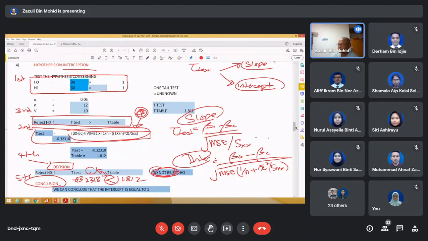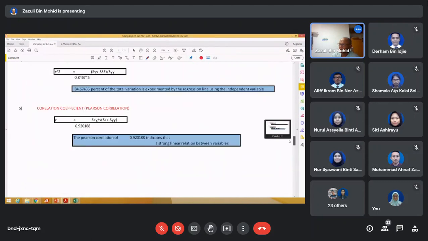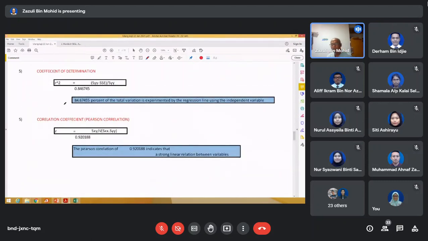And next is for the coefficient of determination and the correlation coefficient. So these two, usually we use it to make conclusion on the reliability of the data or to justify the relation between those x and y data.